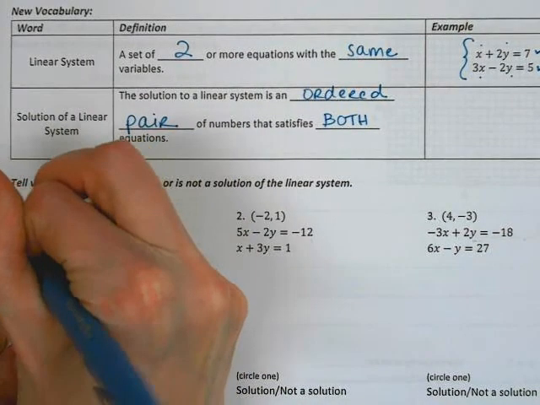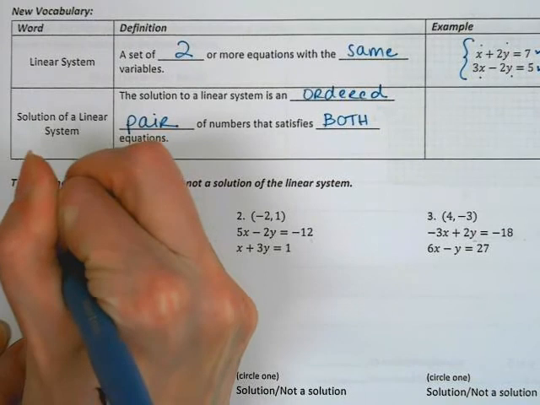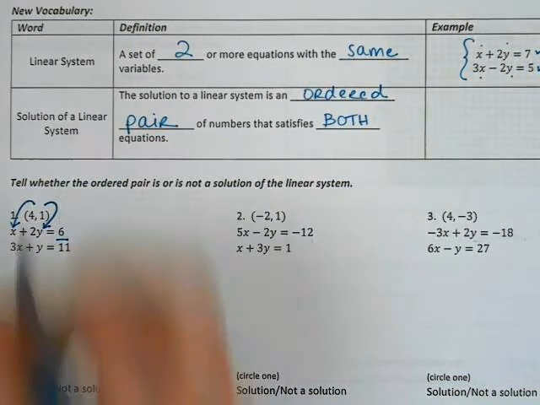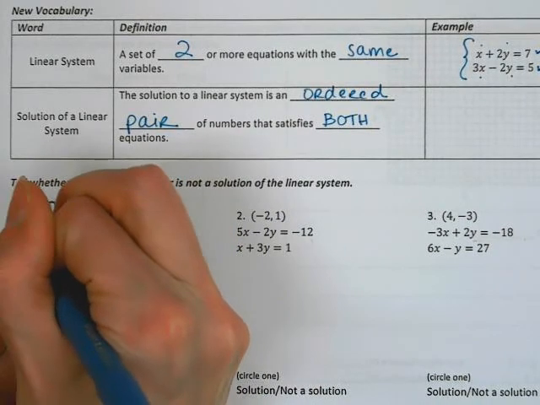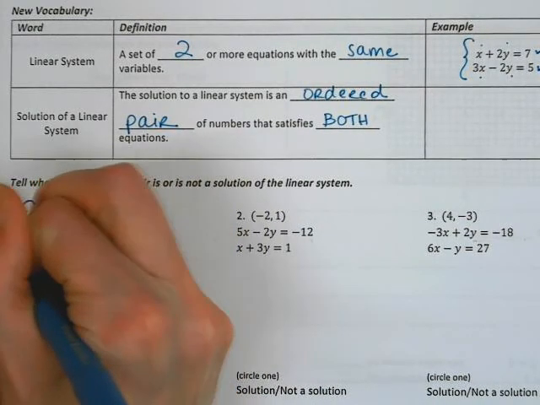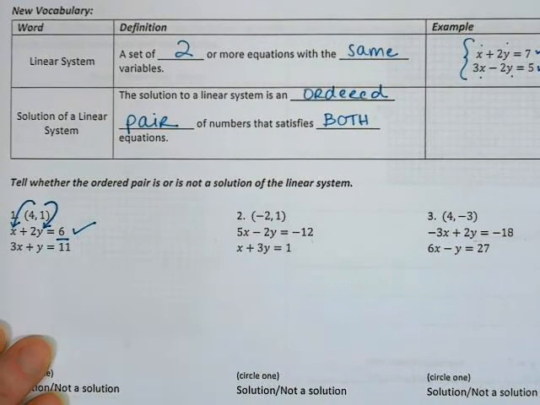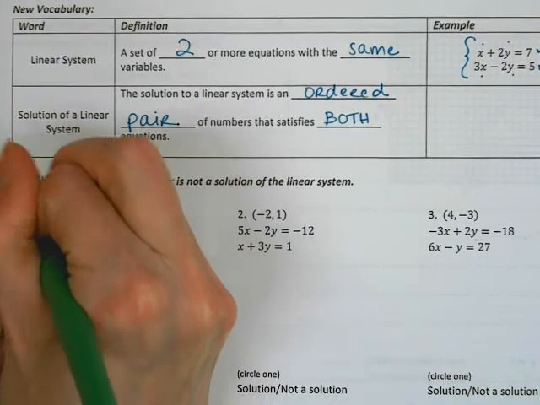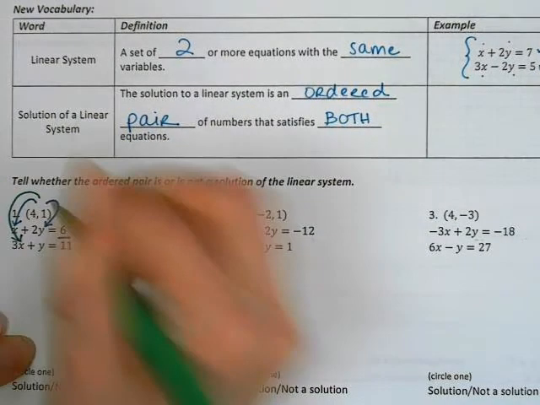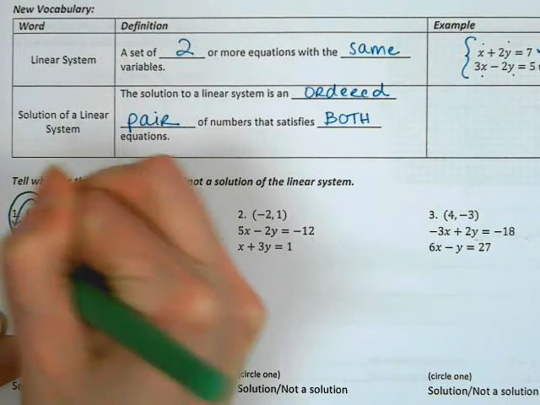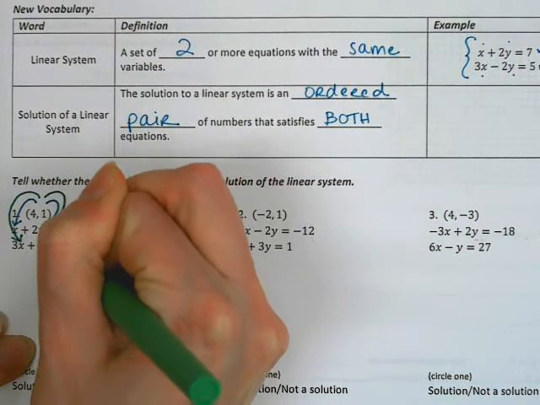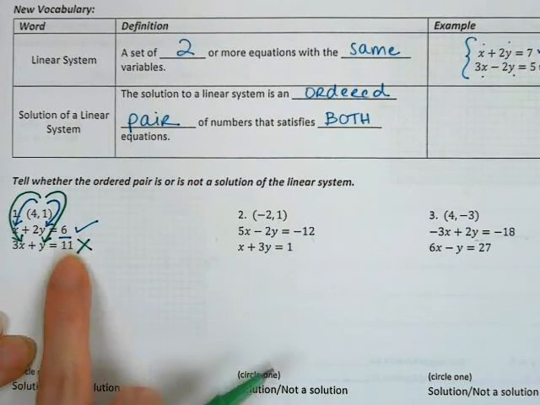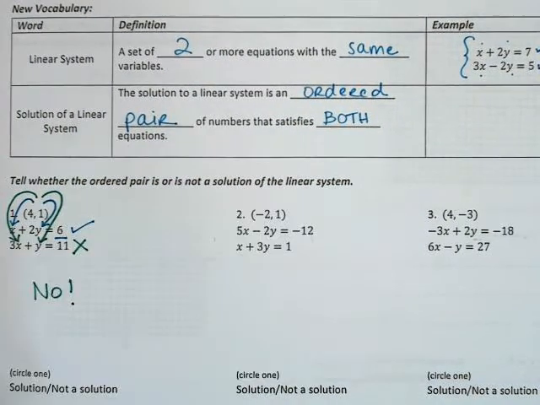So if you plug in 4 for x and you plug in 1 for y, do you get 6? Alright, so you would say, okay, what's 4 plus 2 times 1 is 2, 4 plus 2 is 6. Okay, great. Now let's check the other one. 3 times 4 is 12 plus 1. Well, 12 plus 1 is 13, which is not 11. And because it didn't work for both, this would be a big no.